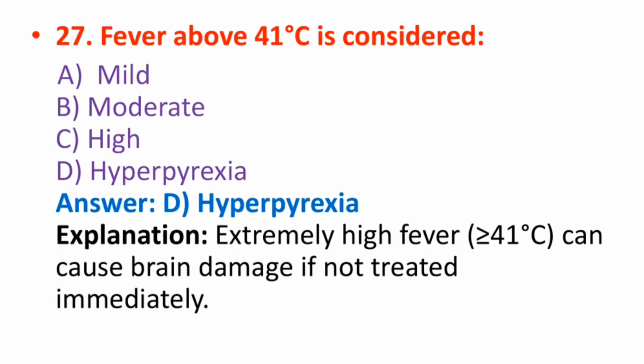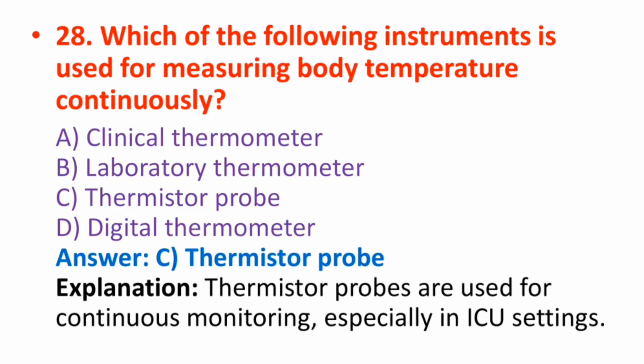Fever above 41 degrees Celsius is considered: option A, mild; option B, moderate; option C, high; option D, hyperpyrexia. The correct answer is option D, hyperpyrexia. Extremely high fever, greater than or approximately equal to 41 degrees Celsius, can cause brain damage if not treated immediately.